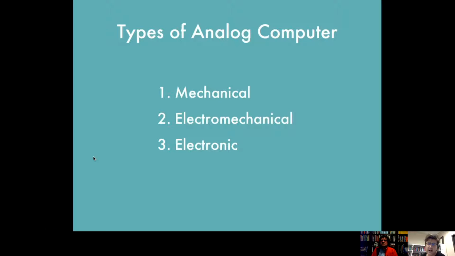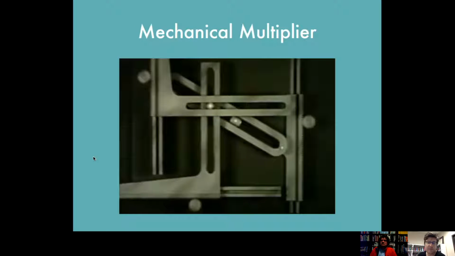And there are generally 3 types of analog computers. Not all of them are around anymore, but they're important to understand. So the first one is the mechanical computer. This is an example of a mechanical multiplier. This is again taken from a video from, I believe, the 1950s. And what we have here are 2 inputs, A and B, and then an output.